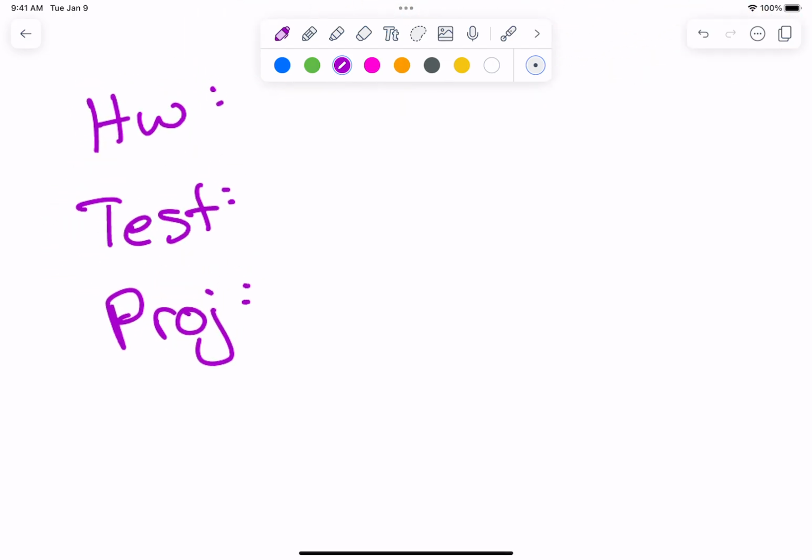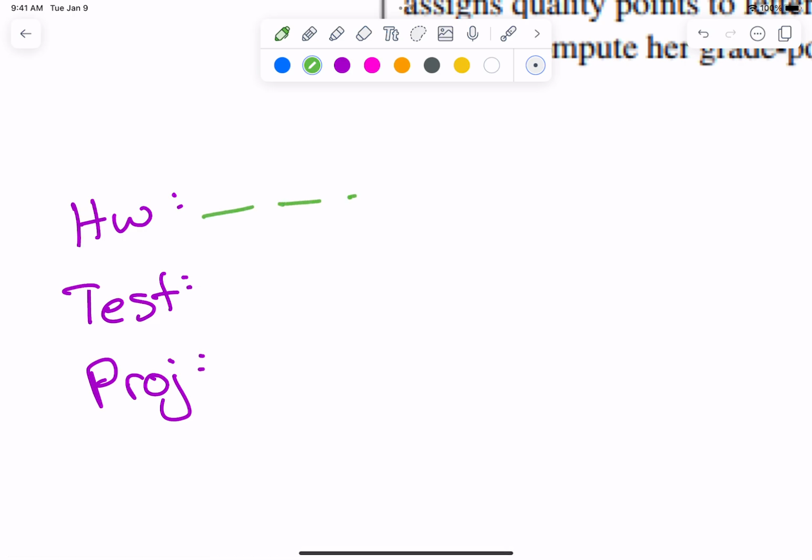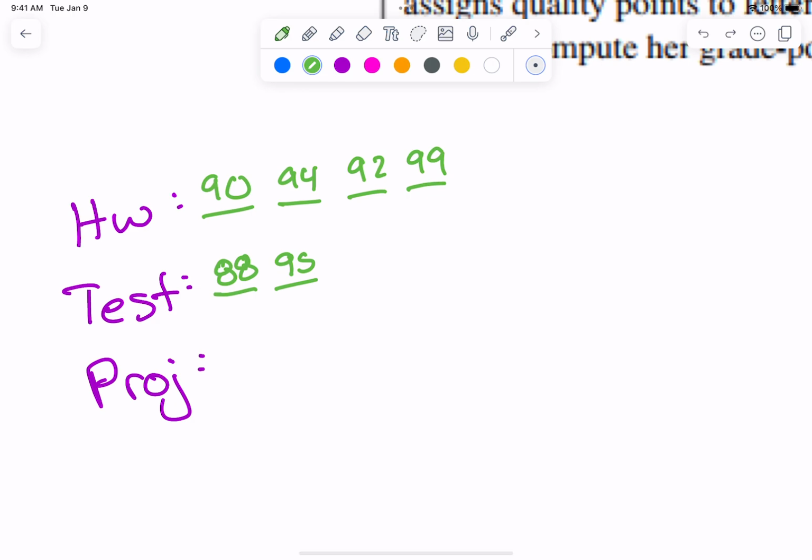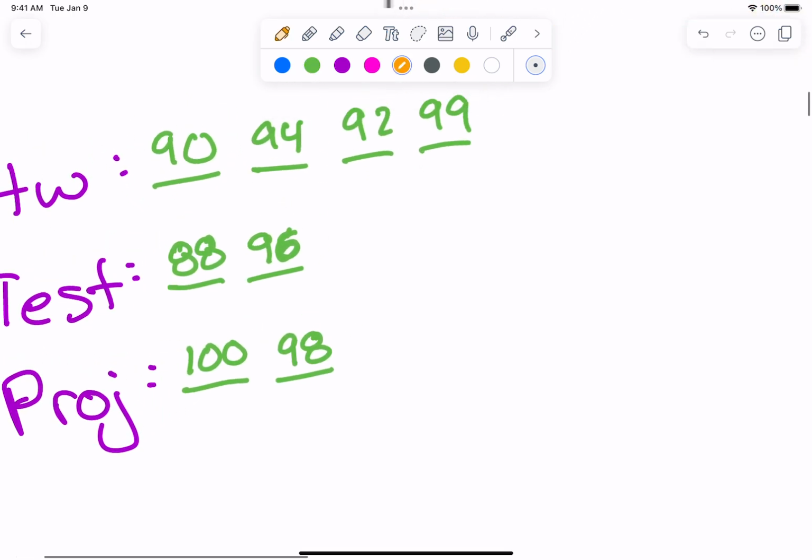Okay. Homework, you have a bunch of homework grades, and let's say you have 4 homework grades. They are a 90 and a 94 and a 92 and a 99. Okay, I should have made something that comes out really nice. You have 2 tests, and they were an 88 and a 96, because then I can average those in my head. Okay, and then you have 2 projects, and they were a 100 and a 98.